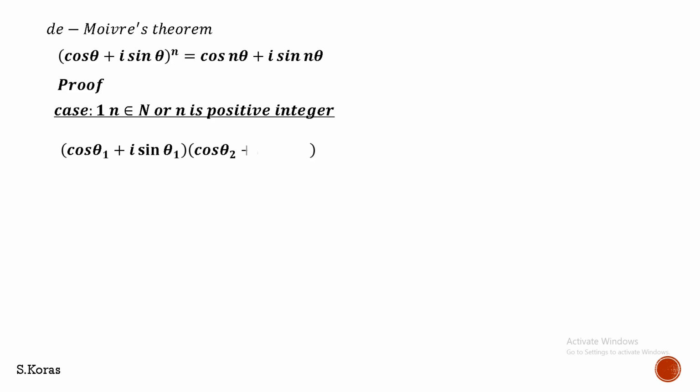Let us consider n complex numbers which are in polar form. Let the first one be cos theta 1 plus i sin theta 1. Let the second one be cos theta 2 plus i sin theta 2, and it goes on up to cos theta n plus i sin theta n. We have to multiply all these complex numbers. How to multiply all these complex numbers?